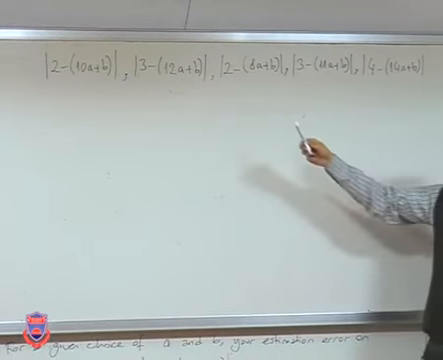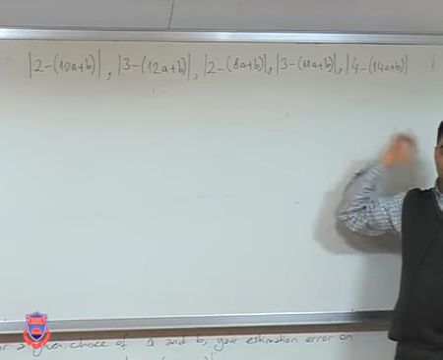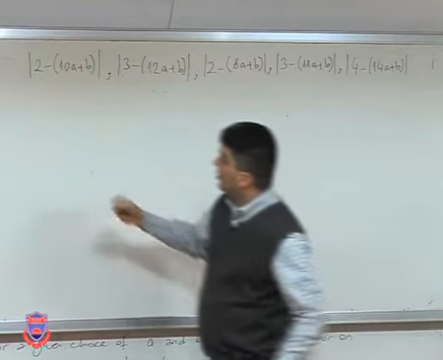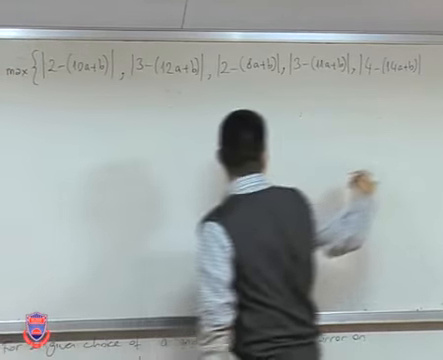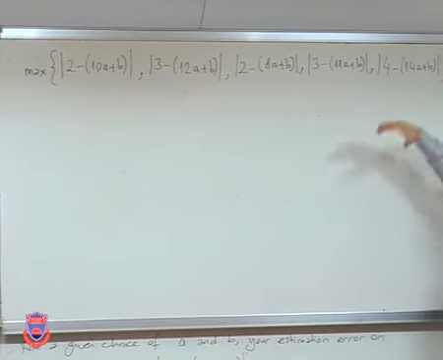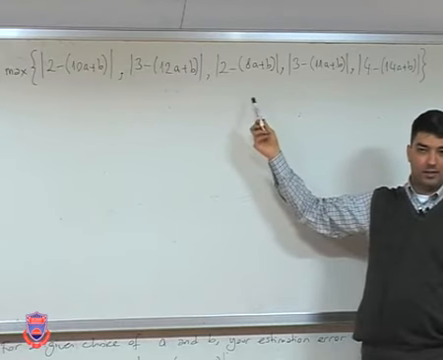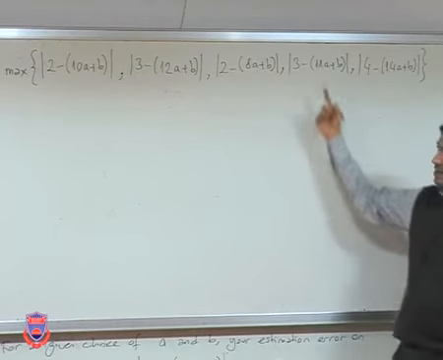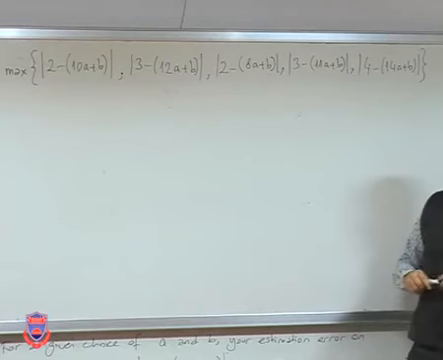Okay? Now, these are my estimation errors on day 1, day 2, day 3, day 4, and day 5. So what am I going to do? I'm going to take the largest of these errors, the maximum of these errors. The maximum of these errors will give me my estimation error for this choice of A and B. Then I want to pick my A and B in such a way that this value is as small as possible.